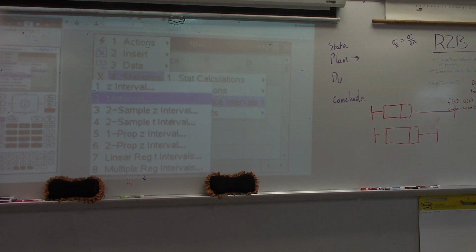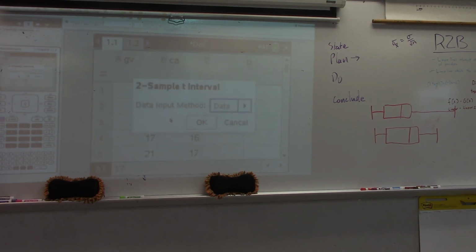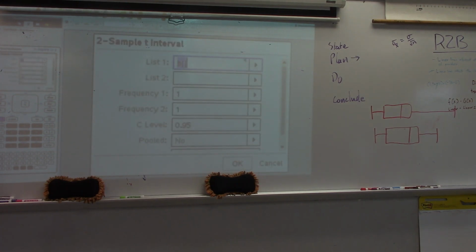Why are you doing a T interval? Why not two sample Z? We do not know the population standard deviation, right? Now remember, there's the data method. Do you actually have data or do you just have summary statistics? We have actual data. So go to data, and you're literally just going to be able to put your variables in.